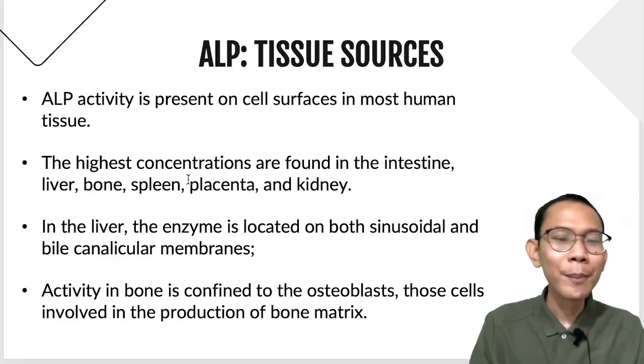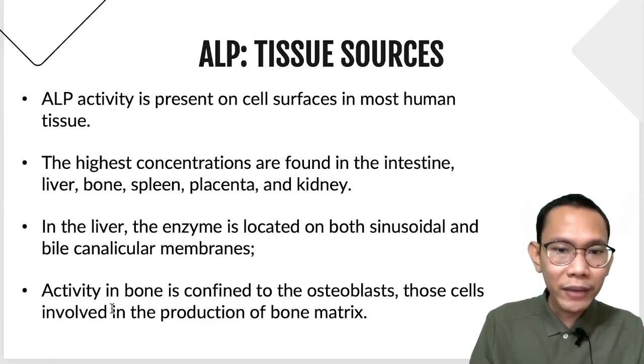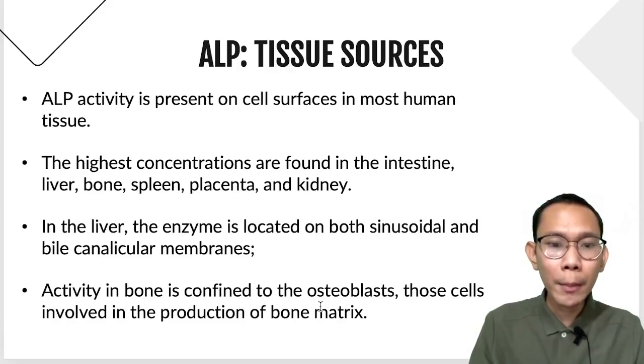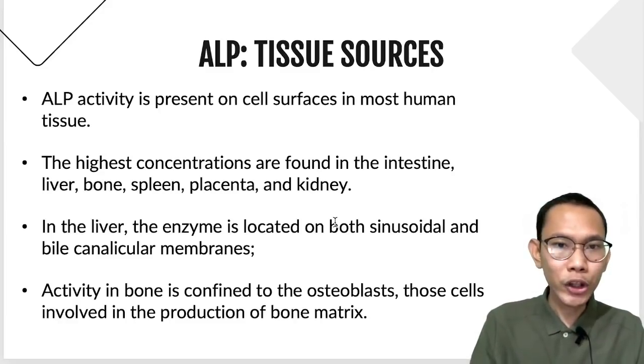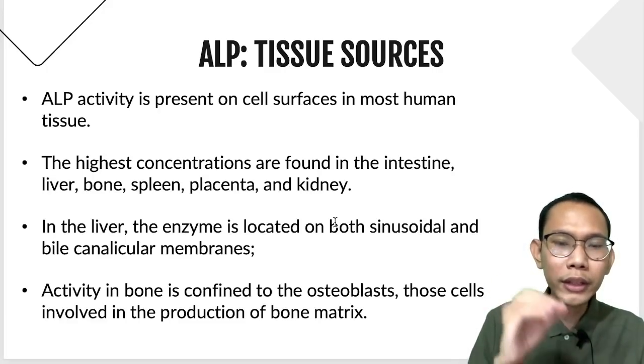Napakadaming tissue sources. In the liver, the enzyme is located in both your sinusoidal and your bile canalicular membranes. The activity in bone is confined to the osteoblasts, those cells involved in the production of our bone matrix. In terms of the specific location of the enzyme within the tissue, it will account for the more predominant elevation in certain disorders. Meaning to say that kung doon natutupuan ating ALP, tapos tumataas ang value, then most probably the problem is within that organ.